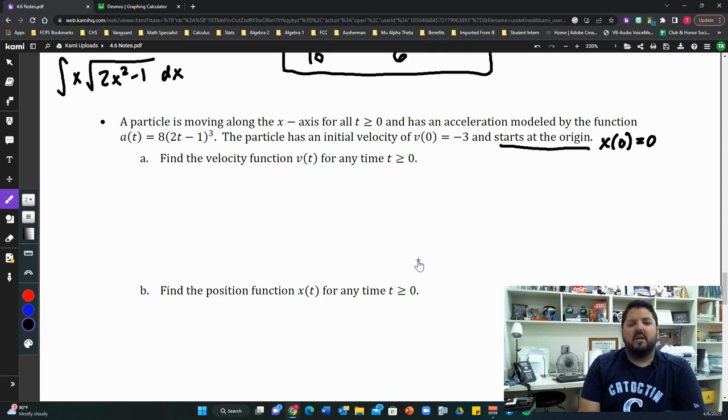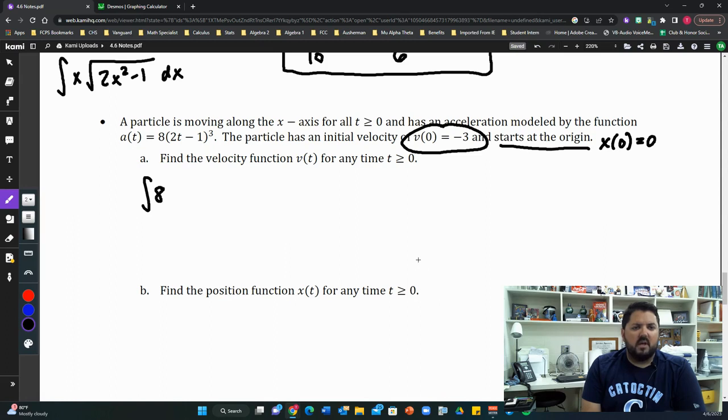So that's why part A and B here, that's what you're asked to do, okay? To find the velocity function, we are going to take a of t and integrate it, and then use our initial velocity that's given to us to find that c value. So that's how we're going to start.